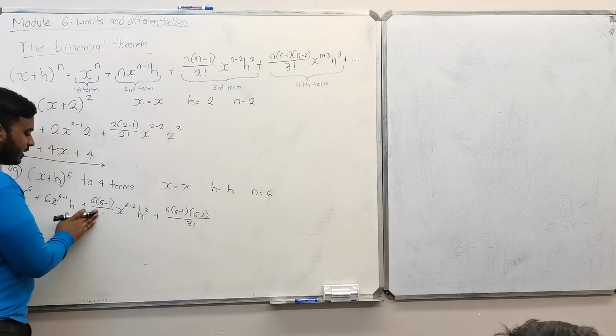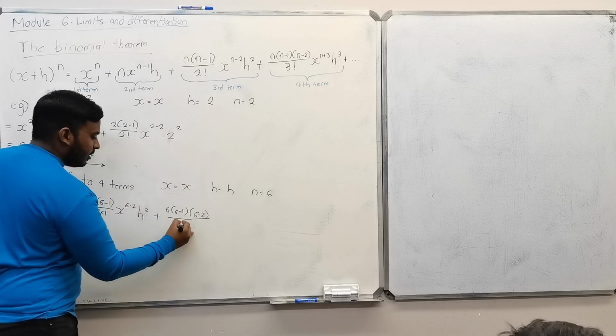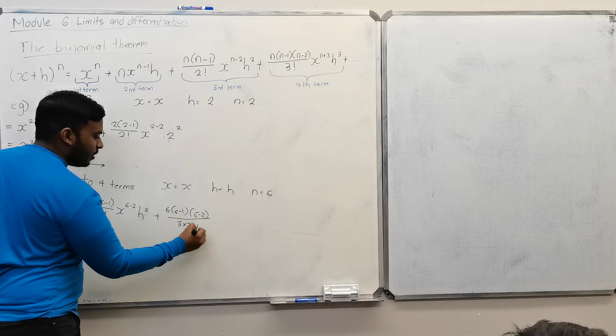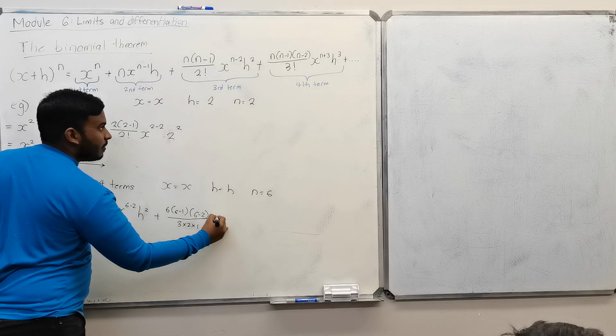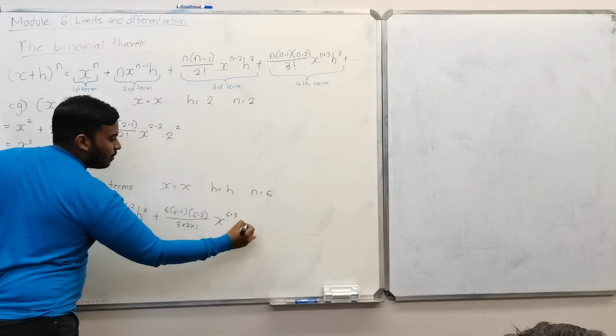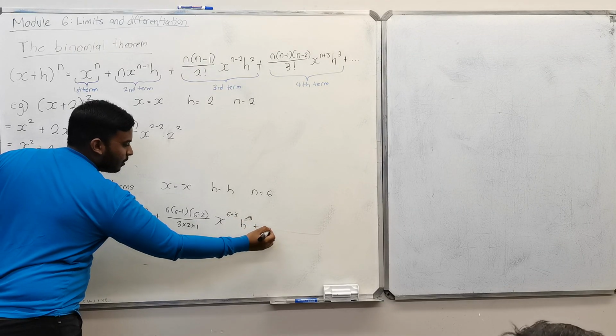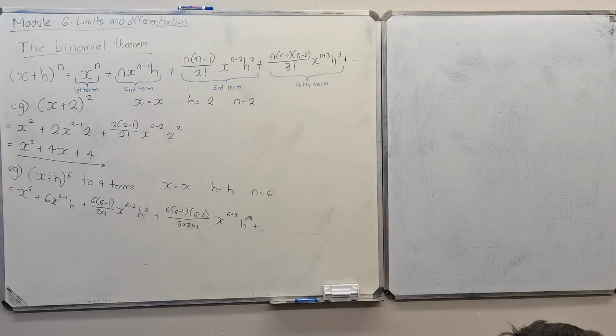Remember, this here is 2 times 1, this is 3 times 2 times 1, and then x to the power 6 minus 3 h to the power 3. But they only asked you for 4 terms, right? Then you need to simplify this. So far, guys, are we okay? It's just a formula. What they showed you, you're just substituting into it.